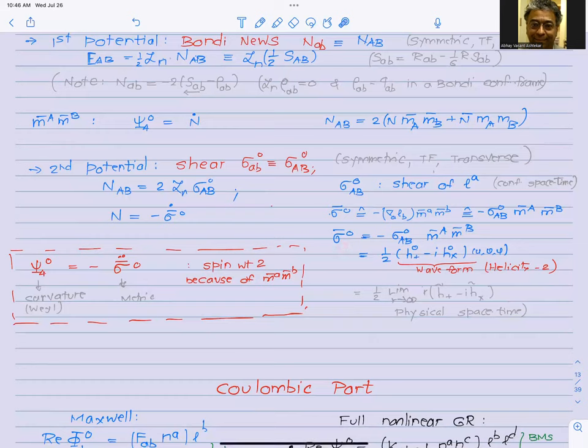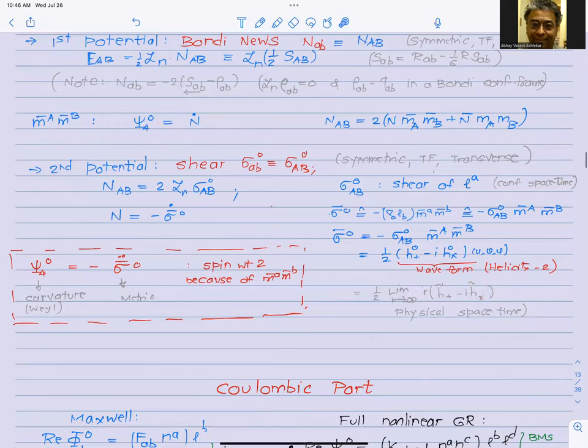This sigma naught bar is given by sigma naught times m m, and it corresponds to the plus polarization minus i times the cross polarization, as a function of u, theta, phi. The helicity is minus 2 just because of the m bars up here. In the physical space-time, this shear corresponds to taking the leading part of the metric, which is the deviation from Minkowski space, and multiplying by r. The leading part of the metric, the waveform, falls like 1 upon r, again because of the radiation field. And that is what sigma naught is.